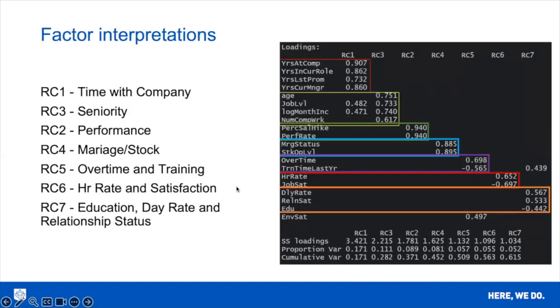So you can see these were broken up into pretty good categories. The first one would be time at the company, seniority would be second, and third could be performance, marriage, and stock options. These broke up into fairly logical categories, and we can see how these factors are interacting. We would go on to use this with our regression analysis later on.